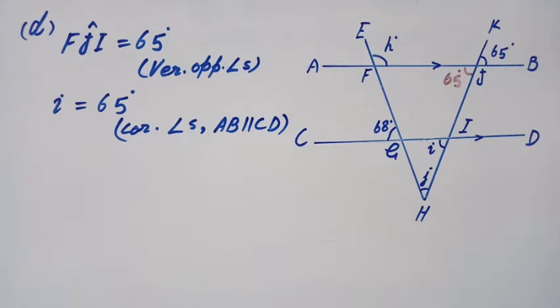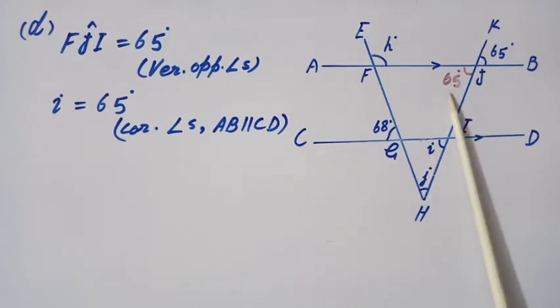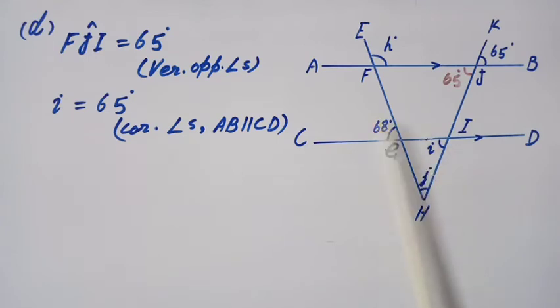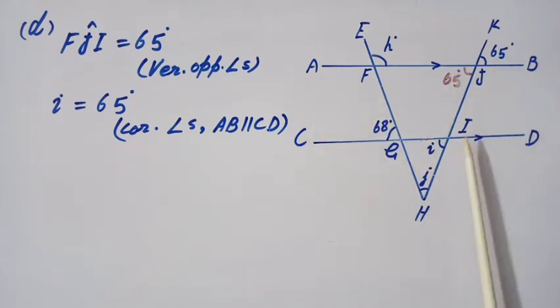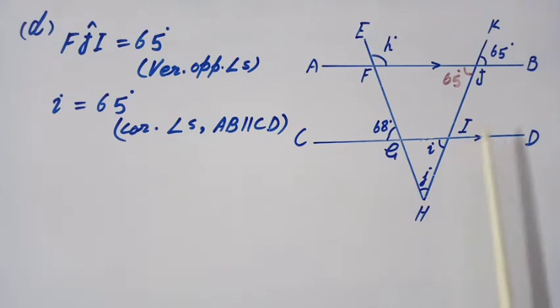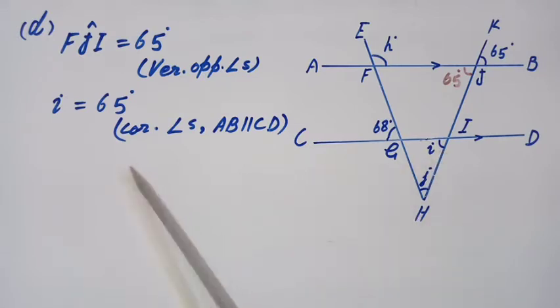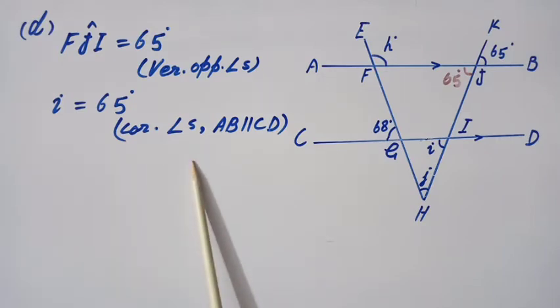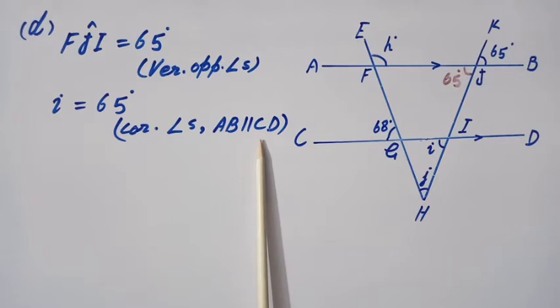And this angle I is equal to 65 degrees. Why? Because AB is parallel to CD and this JI is working as a transversal. So these two angles would be equal to one another. Why? Because of corresponding angles. So I is equal to 65 degrees, corresponding angles, as AB is parallel to CD, right?